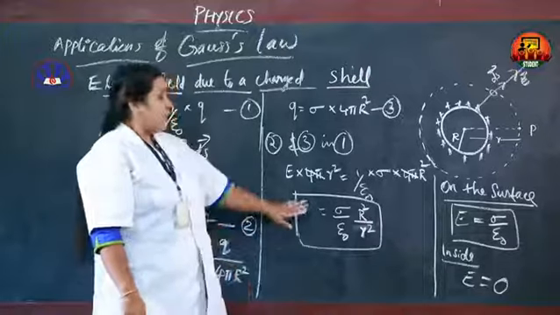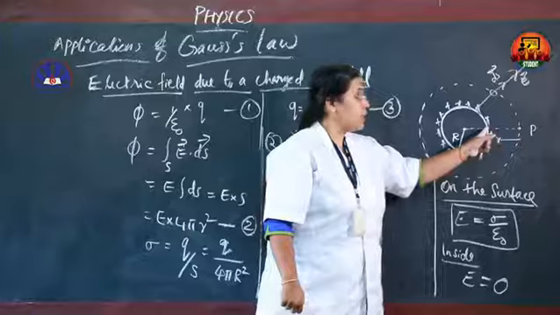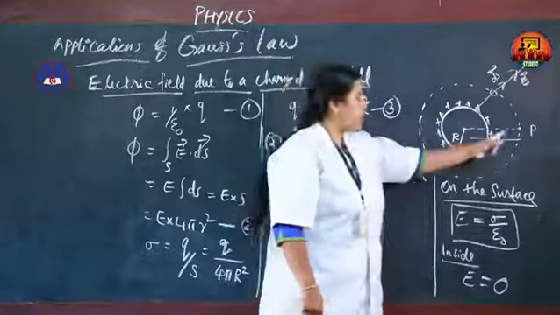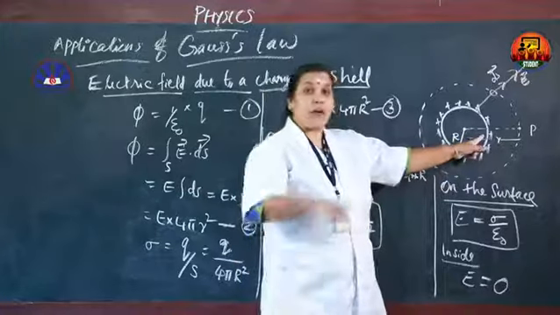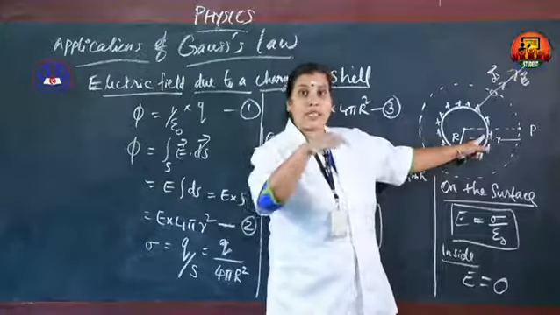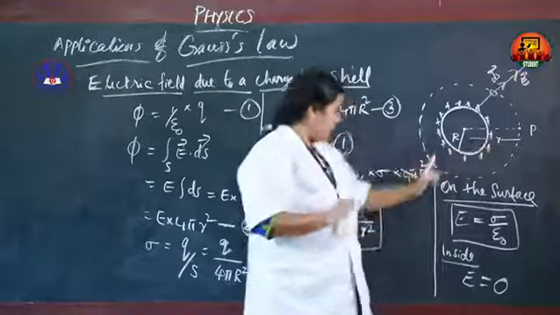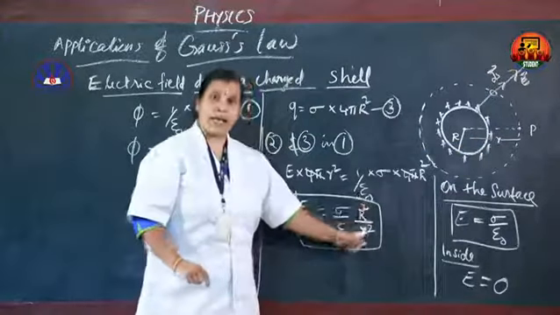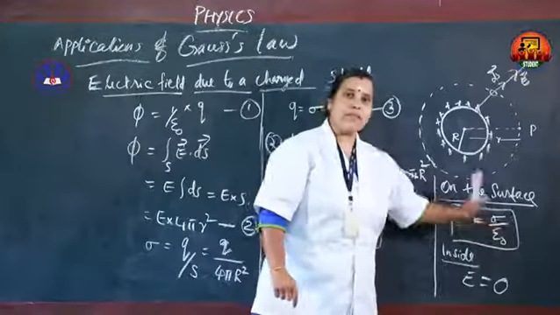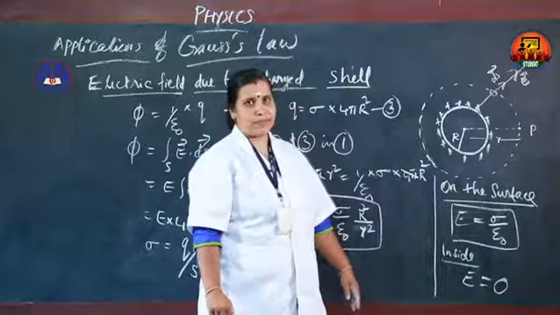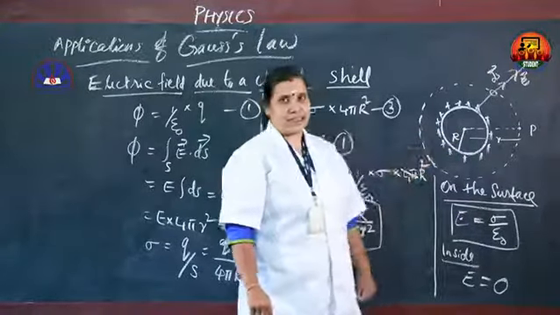Clear? Now, what about the electric field if the point P is on the surface of the shell? If the P is on the shell, our Gaussian surface as well as our shell both are the same. That means small r is equal to capital R. So we can cancel small r and capital R, so that you will get the equation E as sigma by epsilon 0.